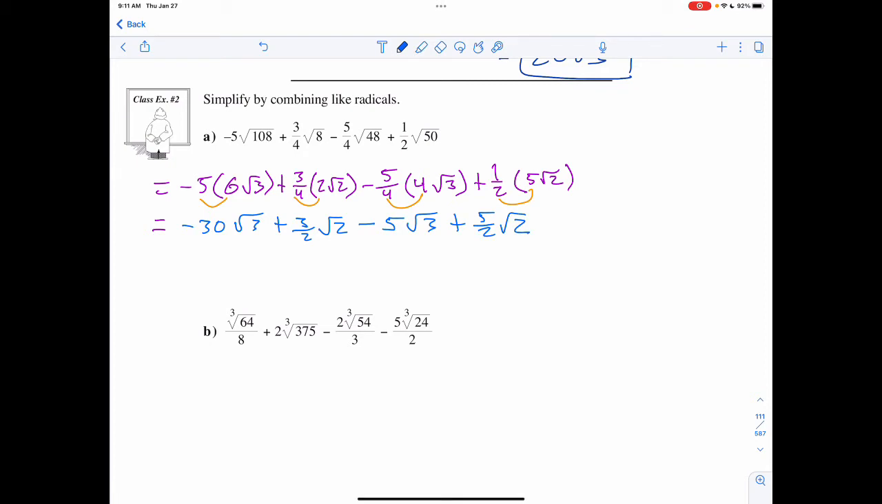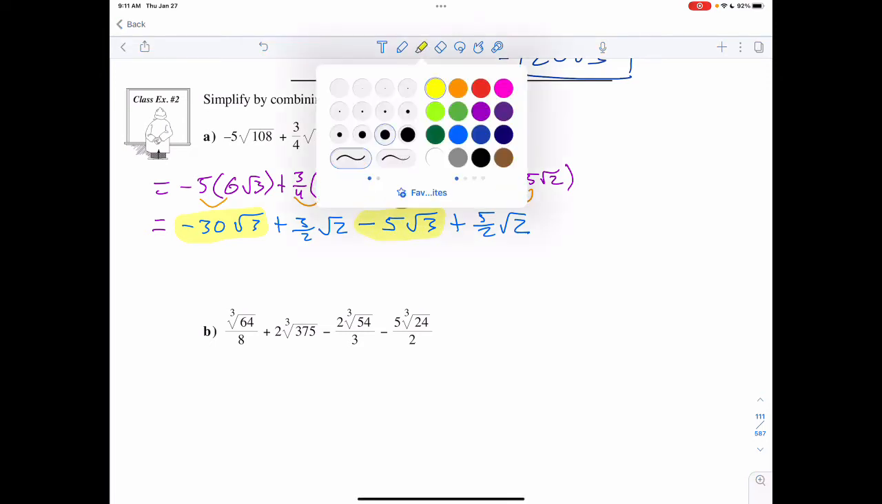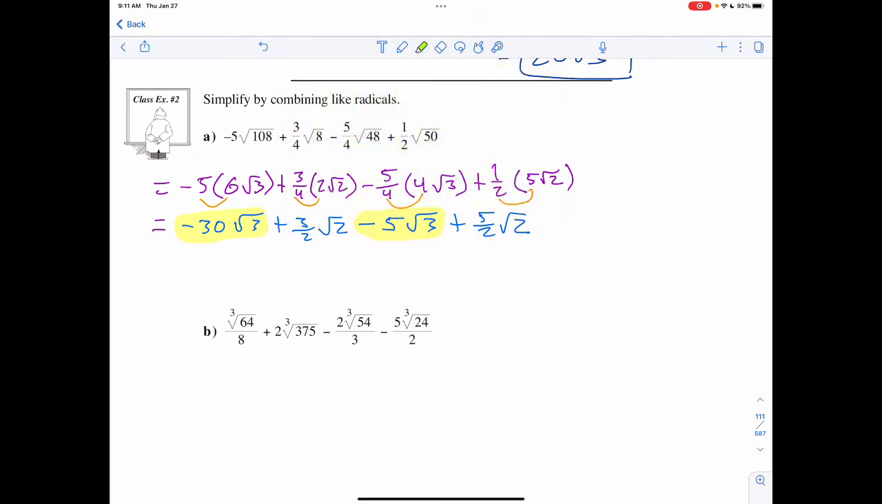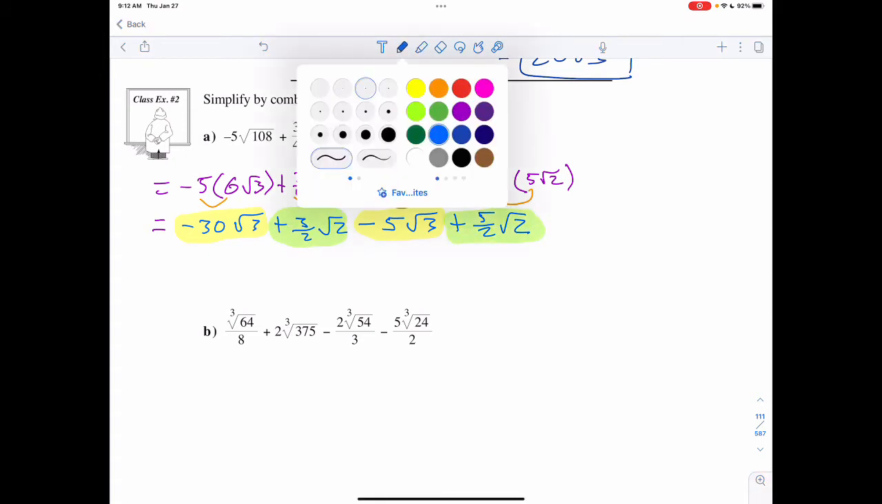Now I need to combine my like terms. Well, what are my like terms? I have a root 3 here. I have a root 3 here. So those two I can combine. I have a root 2 here and a root 2 here. So those two I can combine.